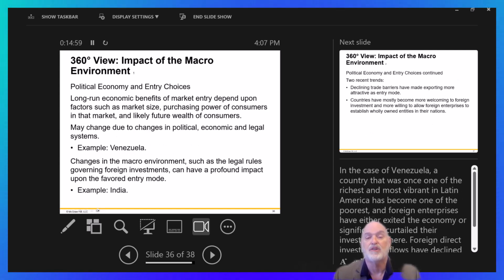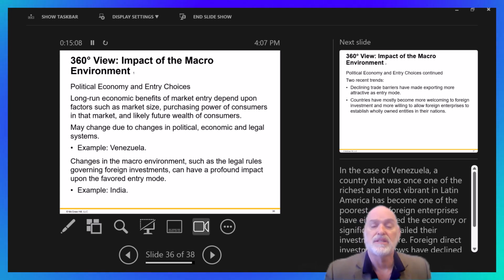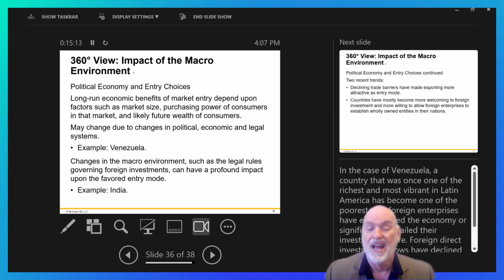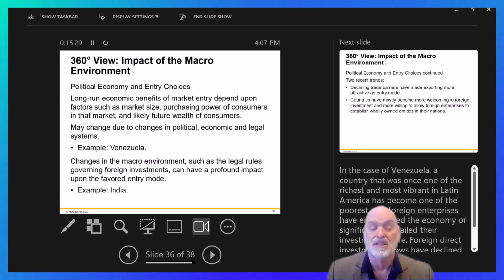The 360 view: impact of the macro environment, political economy and entry choices. Long-run economic benefits of market entry depend upon factors such as market size, purchasing power of consumers in that market, and likely future wealth of consumers. It may change due to changes in political, economic, and legal systems. For example, Venezuela. Changes in the macro environment, such as the legal rules governing foreign investments, can have a profound impact upon the favored entry mode.